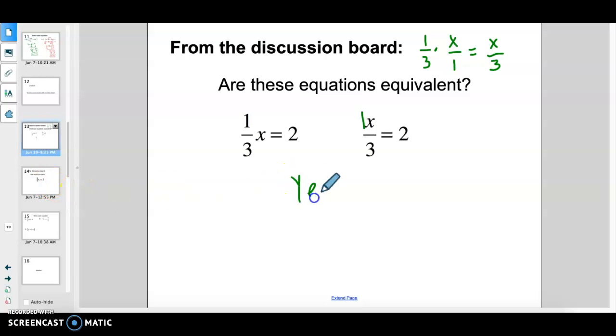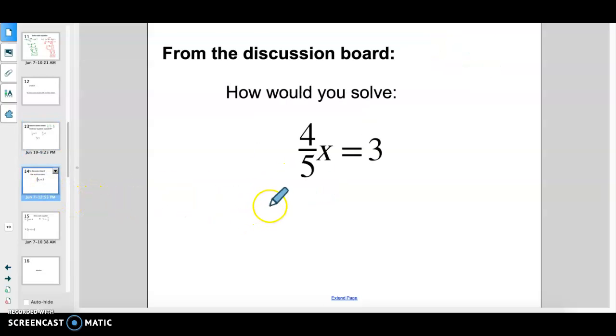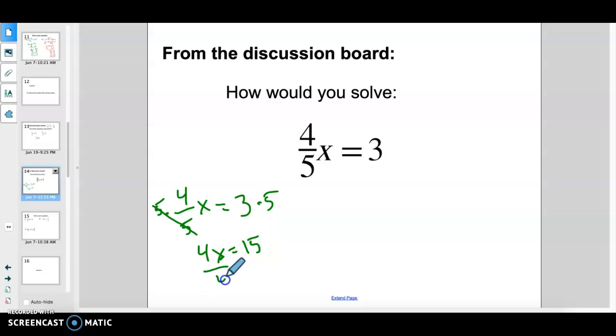The next thing that you could have looked at in the discussion board was how to solve a fraction equation. So there are a few different ways you could approach this. One way, I'll write it out over here, is I could first try to get rid of the 5. So I know this is like a divided by 5. To get rid of it, I could multiply by 5. So 5 divided by 5 is 1. And multiply by 5 on this side. So we've got 4x equals 15. And then we could divide by 4 on both sides. So our final answer would be x equals 15 divided by 4. So that's one way you could approach it.